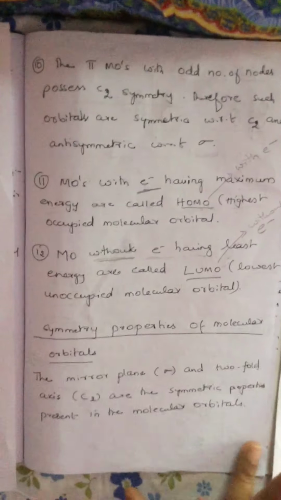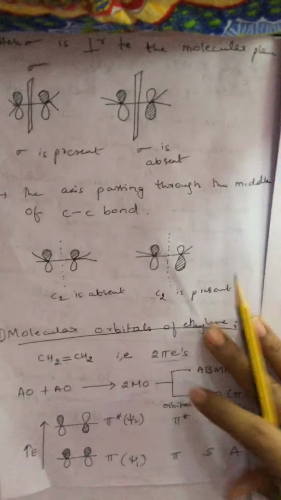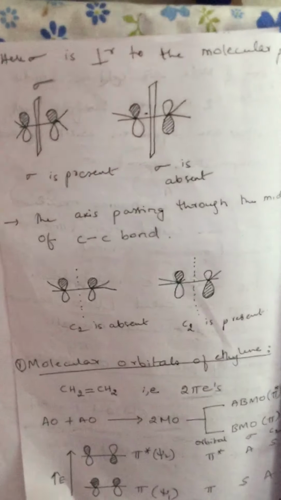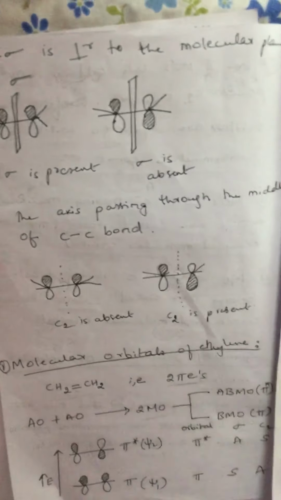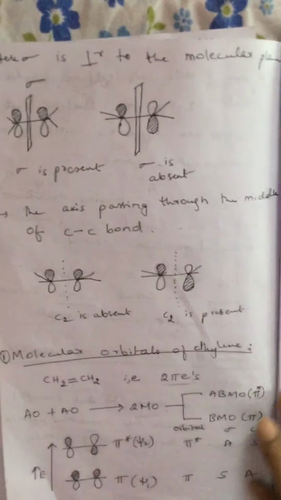Now, symmetry properties of molecular orbitals: if they have sigma, then they are said to be symmetric with respect to sigma, right? If they have C2 symmetry, then they are said to be symmetric with respect to C2 symmetry, right? Hopefully it is clear.